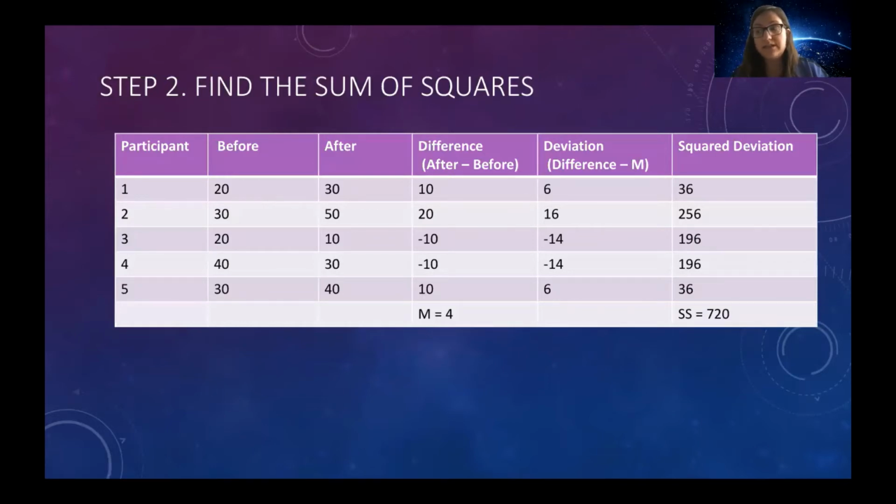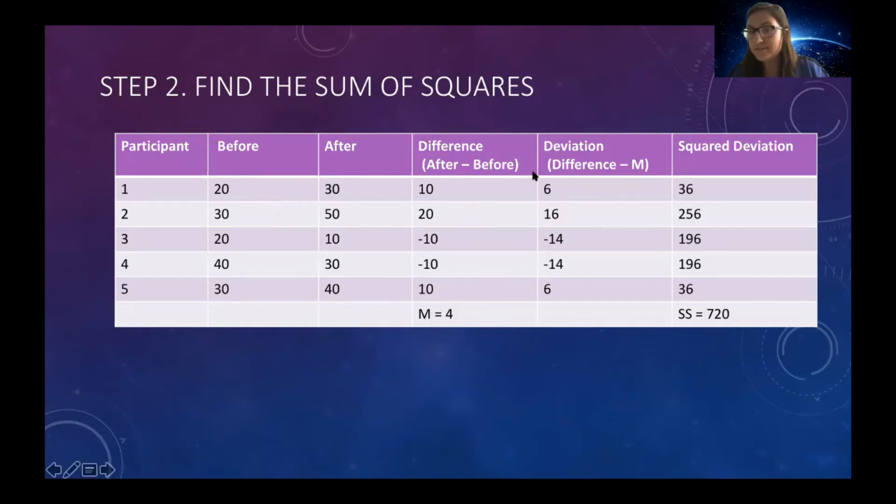So the next thing that you want to do is you want to find the sum of squares. The only thing that's a little different about finding the sum of squares here is the first thing that you need to do is you need to calculate the difference score. So the difference score is subtracting the after score minus the before score. So in this case, for participant 1, for example, their after the STEM program score on their cognitive test was 30, and you subtract 30 by 20, giving you a difference score of 10. For the second participant, you subtract 50 minus 30, giving you a difference score of 20, and so on and so forth. So you're going to use the difference score to find the sum of squares.